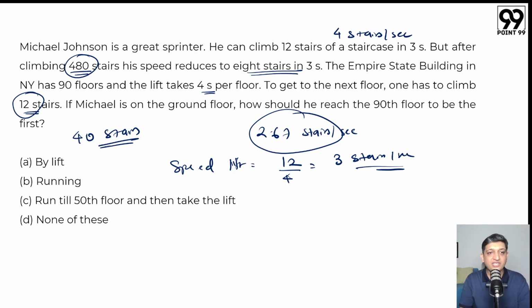So by lift is not going to be the optimum way, because the fastest way involves him being able to run for the first 480 stairs. Running again is not going to help, because after 480 stairs Michael Johnson will slow down by a lot. Run till 50th floor and then take the lift? Not really. He has to run till the 40th floor and then take the lift. So the correct answer here is going to be option D, that is none of these.